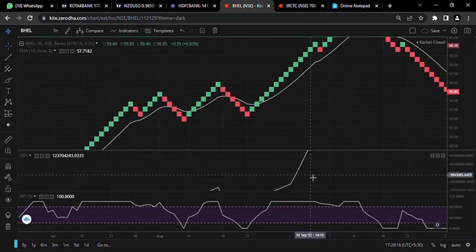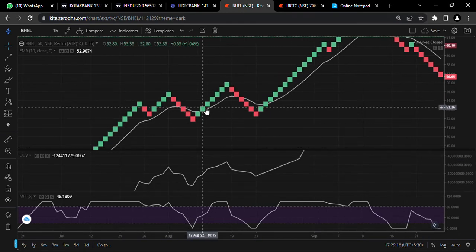See, at this time, as soon as the stock has crossed the 10 period EMA and the one brick has been confirmed, you can take entry over here.